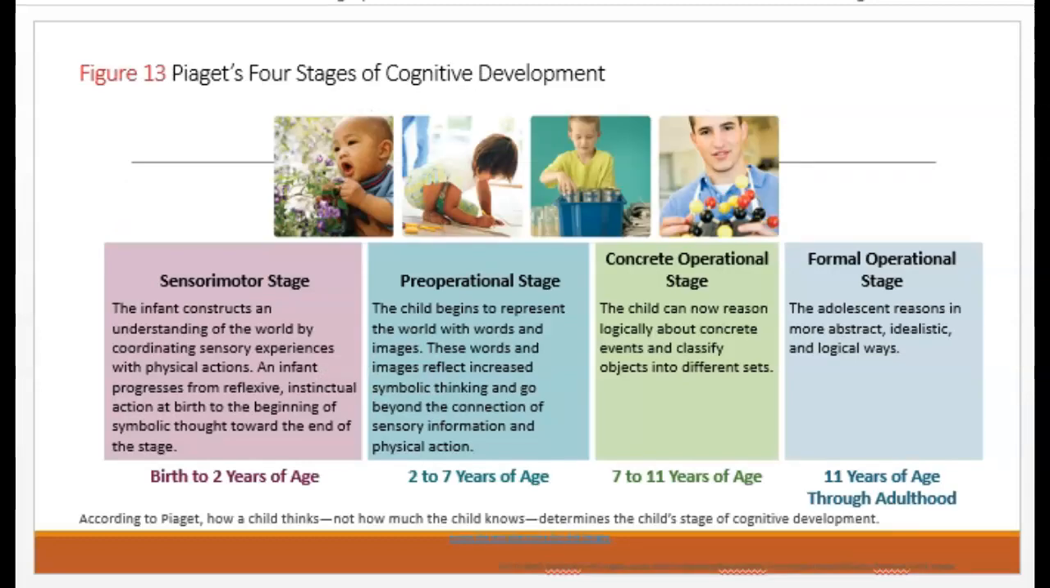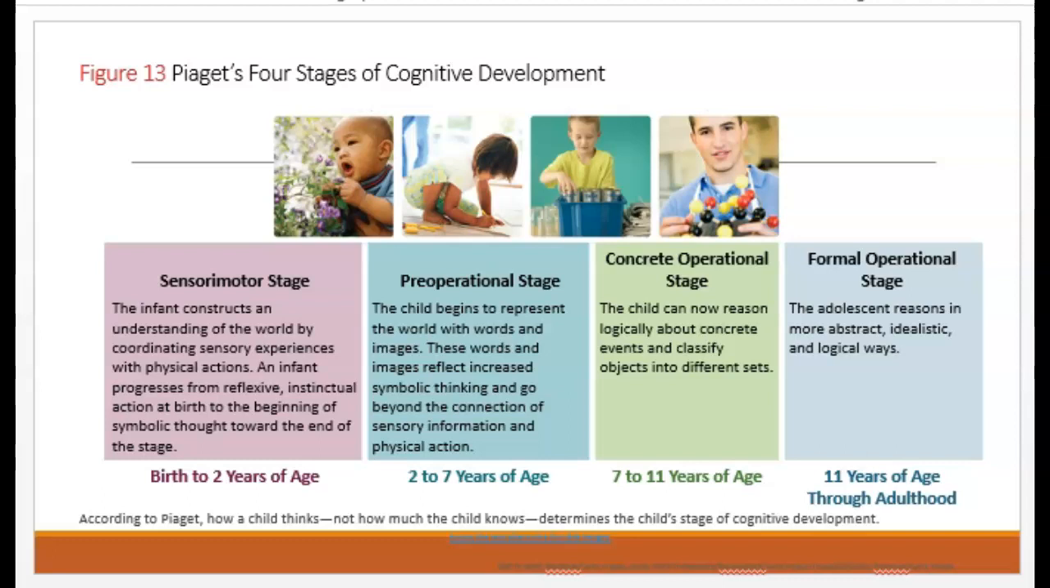From birth to around 2 years old, a child's understanding of the world is constructed through physical interaction with it. Babies and toddlers touch things, taste things, grab things, throw things. By the end of this stage, they have gone from simple newborn reflexes to being able to understand symbolic thought.